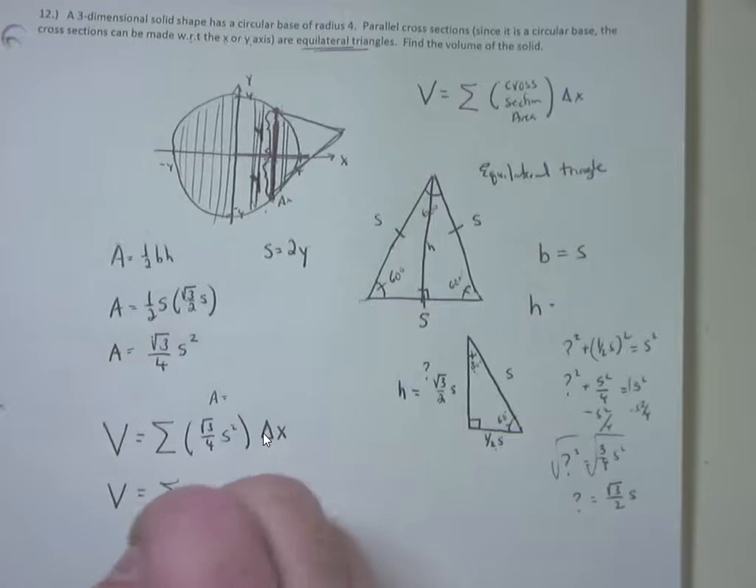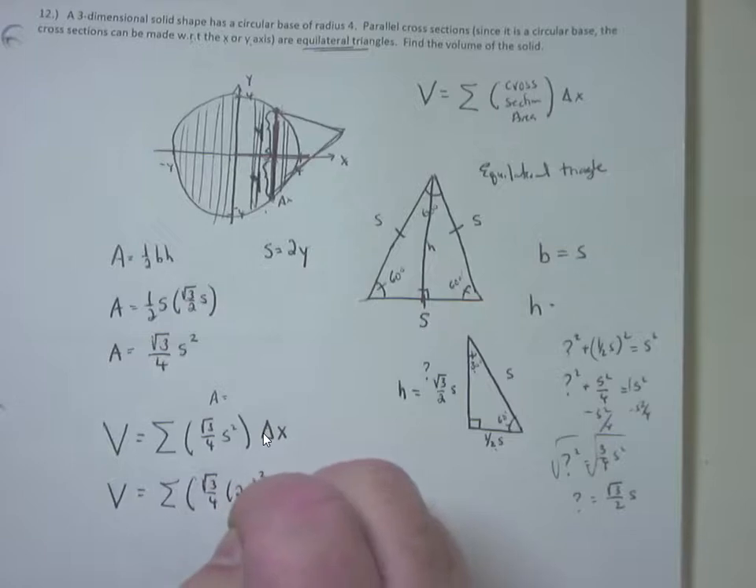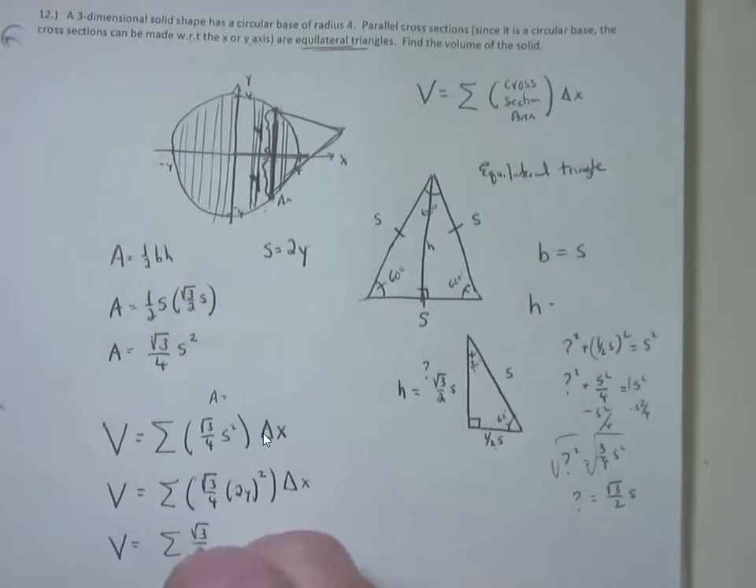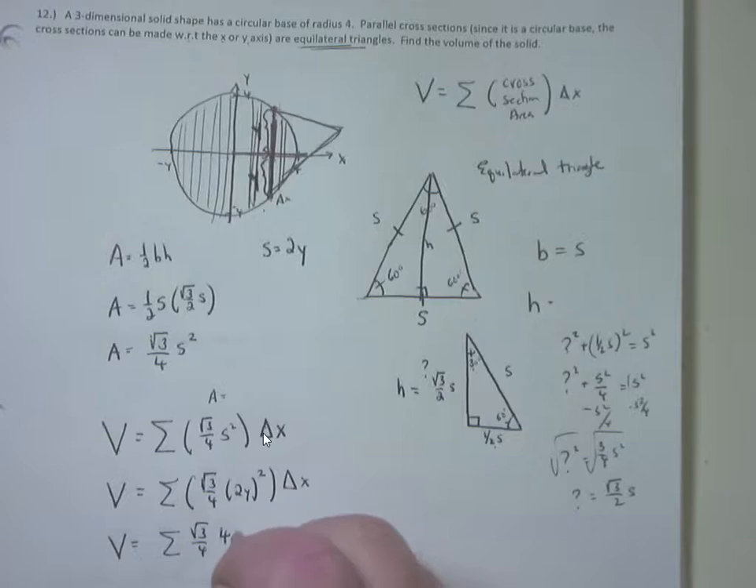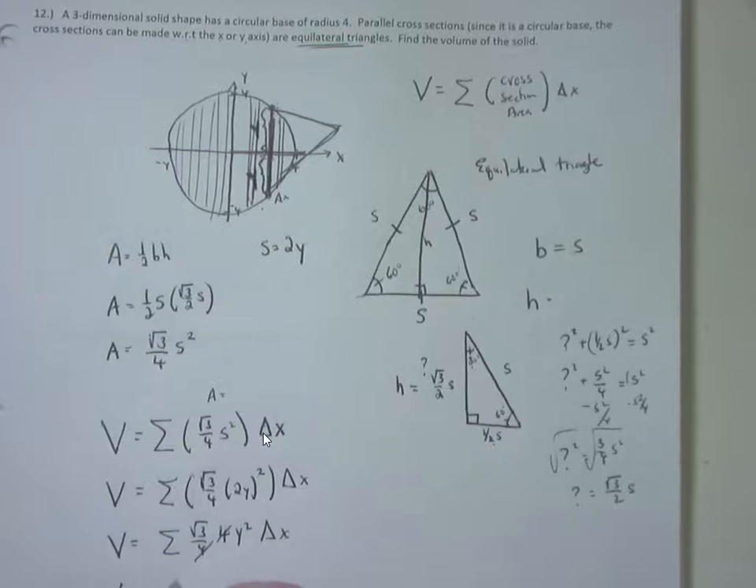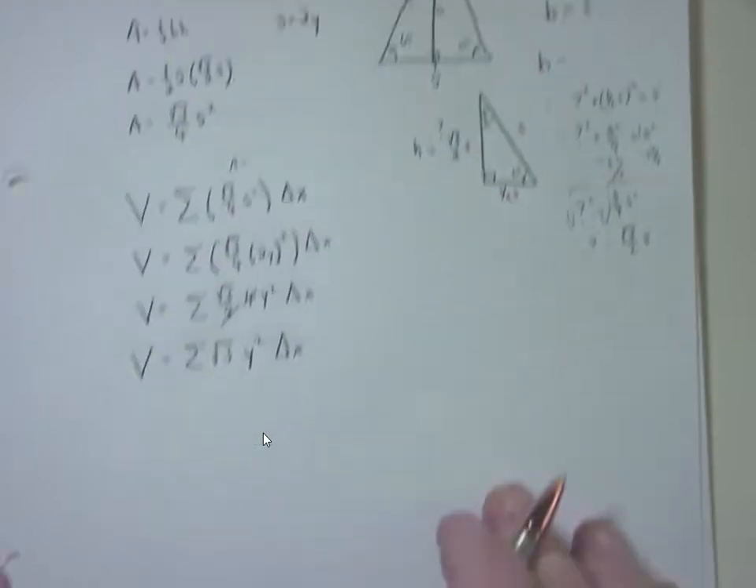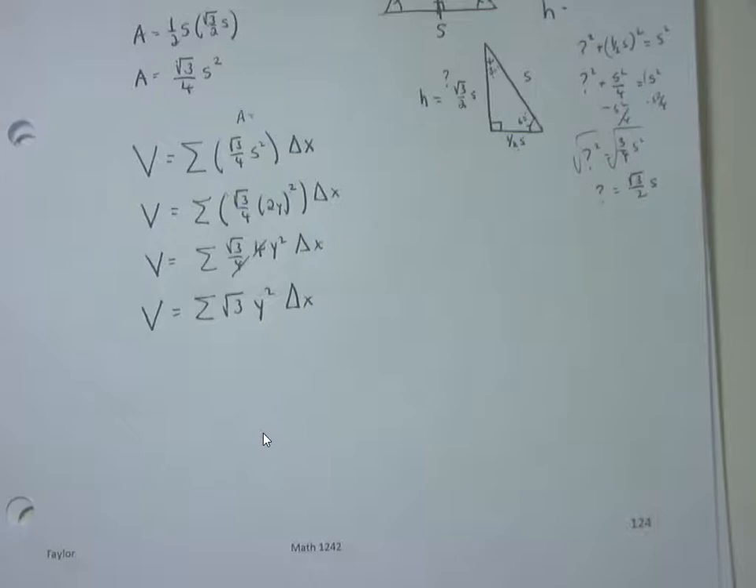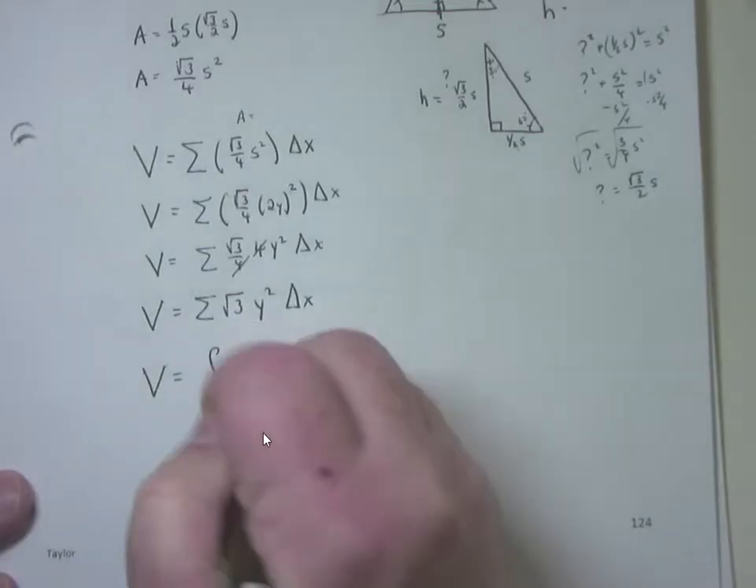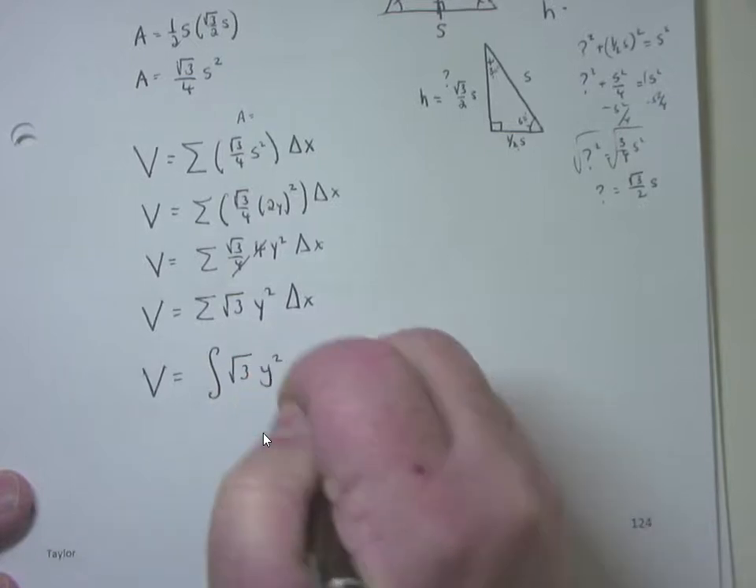So volume is equal to the sum of the square root of 3 over 4 times s squared, but s is 2y squared times delta x. Volume is equal to the sum of the square root of 3 over 4. 2 squared is 4. Y squared is y squared times your delta x. Here the 4s cancel. So you're left with volume is equal to the sum of the square root of 3 y squared delta x. Now, at any time, you can convert this into an integral problem because summation turns into integration and your delta x turns into dx. So this turns into volume is equal to the integral of the square root of 3 y squared dx.